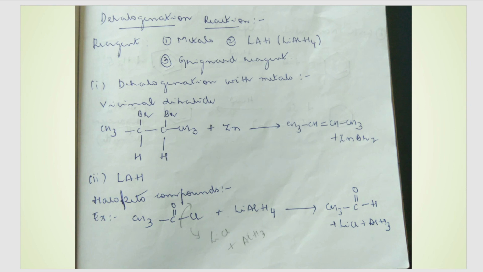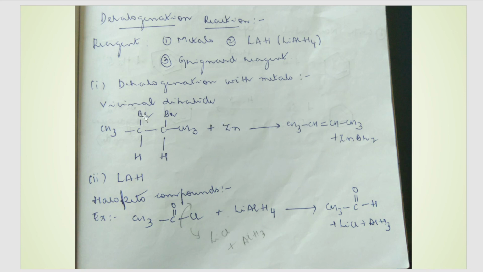Next is the dehalogenation reaction. In the halogenation reaction, what we did is we added halogen. In the dehalogenation reaction, we are removing the halogen. The reagents that we use for dehalogenation: it can be done in the presence of a metal, or it can also be done in the presence of lithium aluminium hydride or Grignard reagent. So first is dehalogenation in case of a metal. We have taken a halogenated compound like a vicinal dihalide, and we are taking a metal like zinc here.